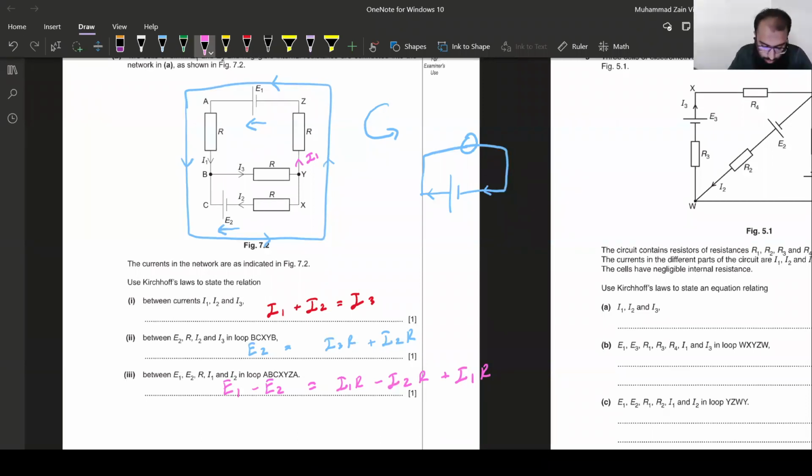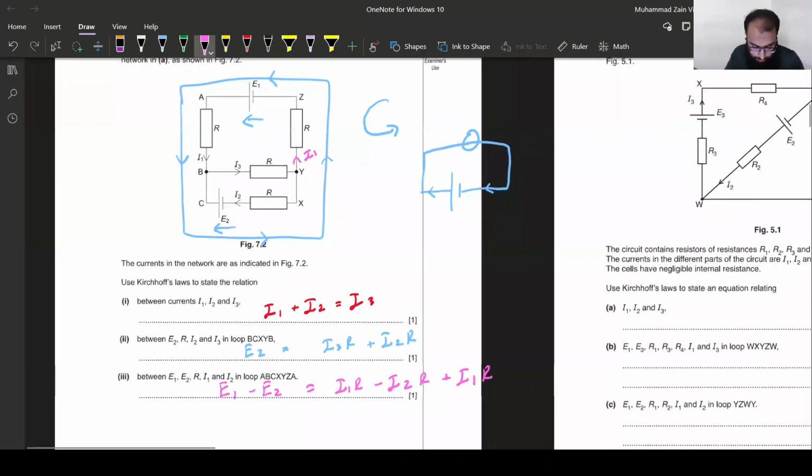Okay, so Sunny, coming to your question, yeah, this is how it is. So E1 minus E2 equals I1 R1 minus I2 R2 plus I1 R3. Okay, just a minute and then we'll proceed. The current from Y to Z is I1, because that's very obvious.